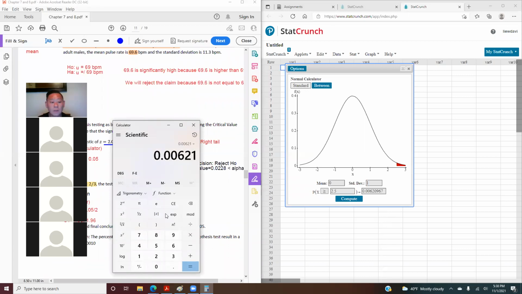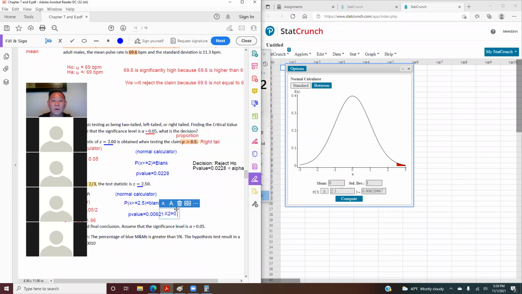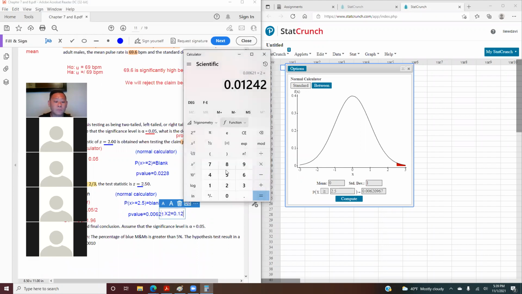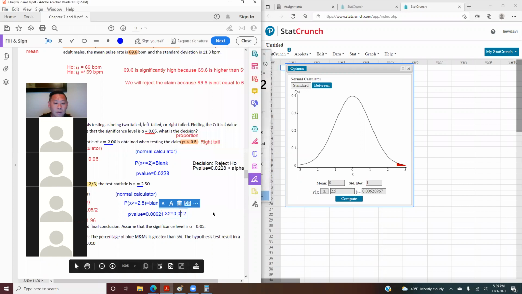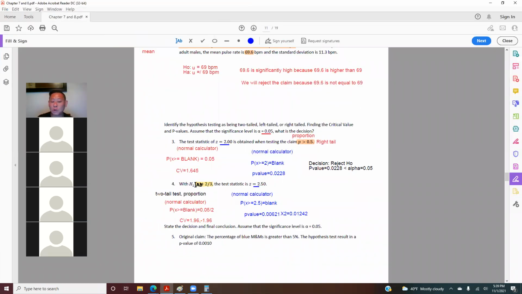So you take 0.00621 times 2, because we need to double this. It's a two-tailed test. So that came out to be 0.01242. So this is your answer here. And usually if I give you T, I don't use P, I will use the mean. Don't forget mu, the mean, we use T. Proportion P, we use a Z. So the p-value in this case is double of this.